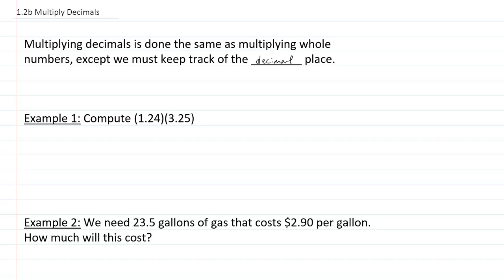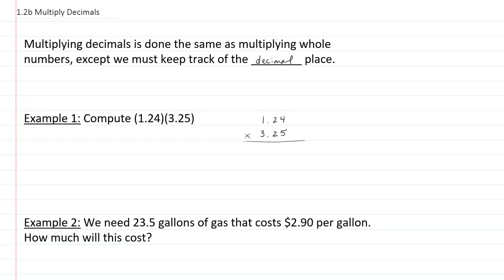Compute 1.24 times 3.25. So like before, we're going to line them up vertically and make sure to get the place values in the same spot. And like before with whole numbers, we start on the far right side and multiply this digit by every other digit. So let's go ahead and do that.